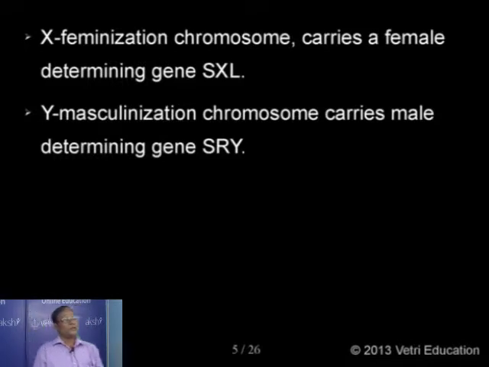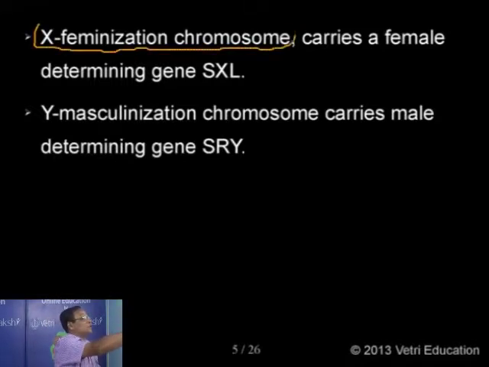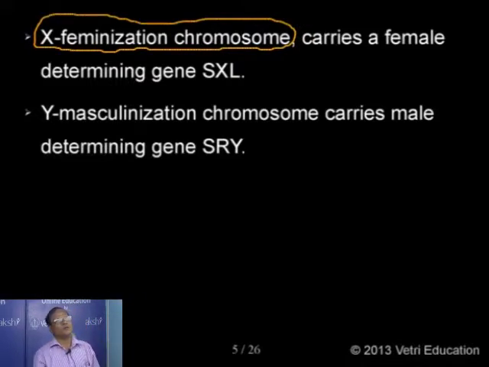Normally, I mentioned the X chromosome has certain sex determinants. The X chromosome is normally called a feminization chromosome, as it is responsible for the development of feminine characters. For this, it has a factor, the female sex determinant. That is nothing but the gene SXL, the X-linked gene responsible for sex determination. It is the gene present in the X chromosome responsible for the development of feminine character, so it is called the feminine determinant.